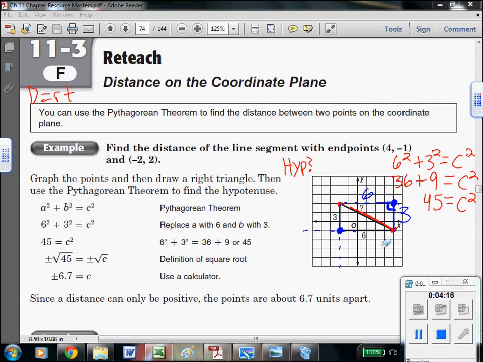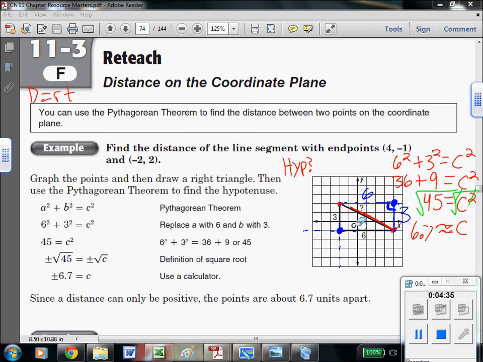And now, just like all Pythagorean theorem questions, in order to finish this, we have to take the square root. So we're going to square root both sides. The square root and the square cancel, and so we're left with just c. And the square root of 45 is approximately 6.7. So I'm going to say approximately 6.7.